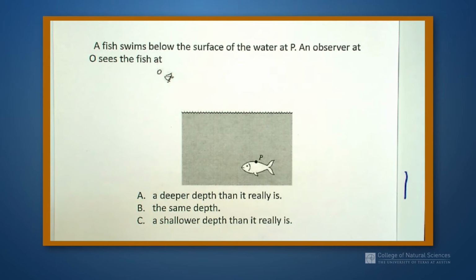This question is a tricky question because it requires us to take a couple pieces of information and put them together. So we see a fish below the surface of water at point P. An observer sees the fish at what depth?